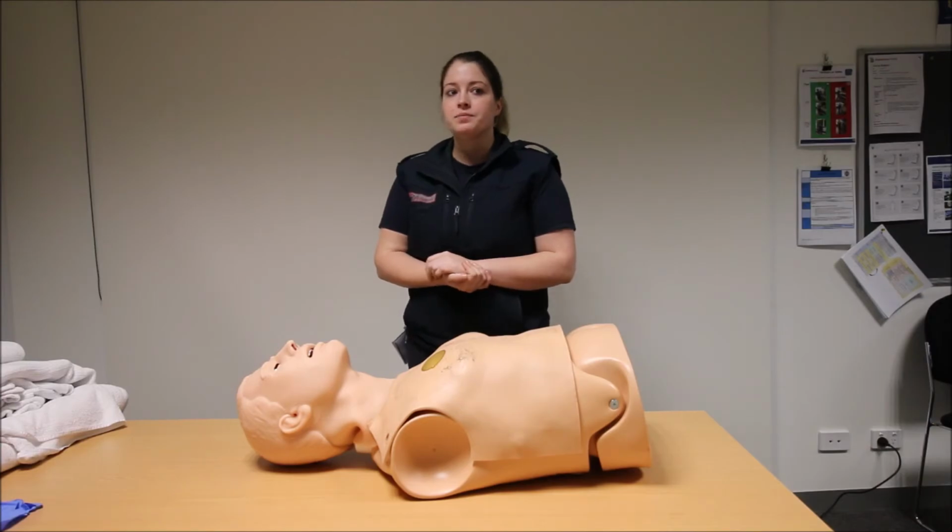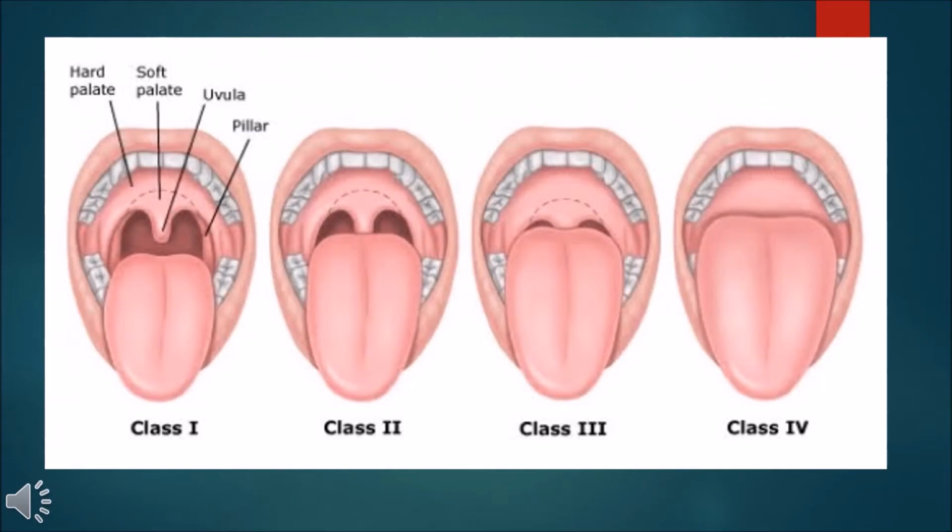When we look at the Mallampati classification, we look at three structures: the soft palate, the uvula, and the pillars. With class 0, we have the ability to see any part of the epiglottis when the patient is opening their mouth and protruding their tongue. With a class 1, we can see the soft palate, the uvula, and the pillars. Class 2, we can see the soft palate and the pillars, and the uvula is partly visible. With class 3, we can see the soft palate and the base of the uvula, and class 4, the soft palate is not visible at all, and we can only see the hard palate.